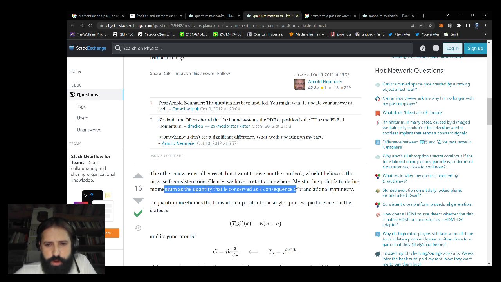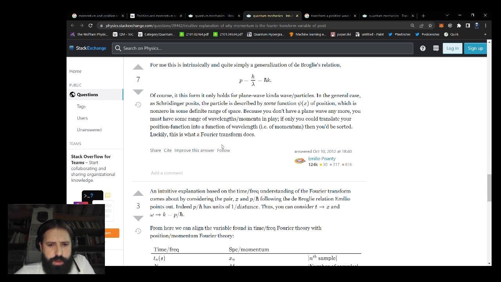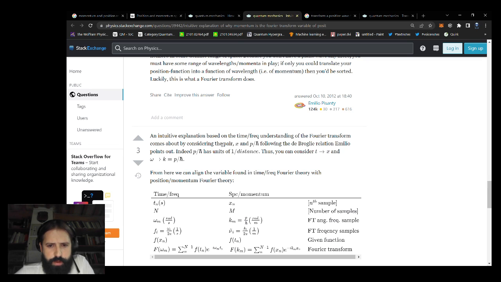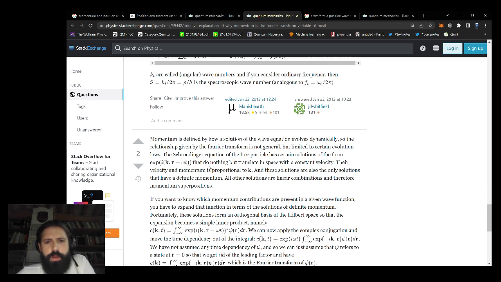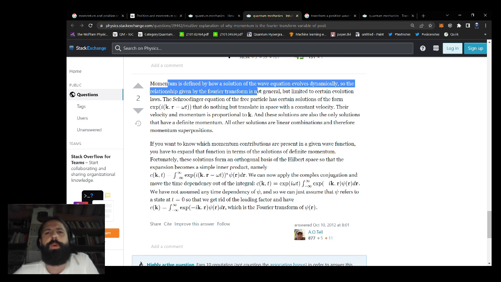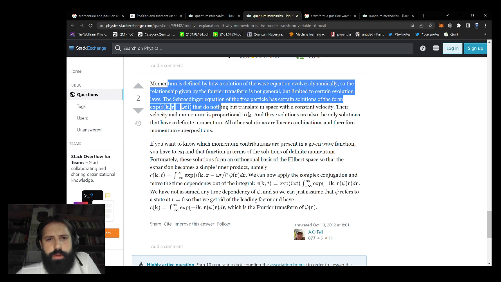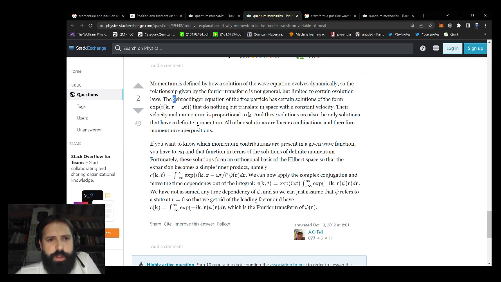Momentum is defined as the quantity that is conserved as a consequence of translational symmetry. It's too complicated. Time, frequency; space, momentum. Momentum is defined by how a solution of the wave equation evolves dynamically. So the Fourier transform is not general, but limited to certain evolution laws. See, that's also why I'm looking into understanding that a bit more fundamentally, because I'm not so sure that applies to all these situations.